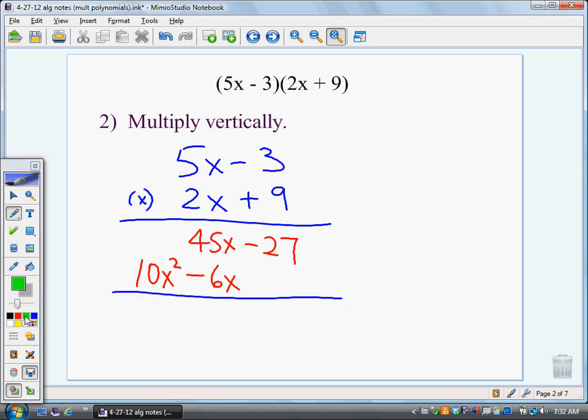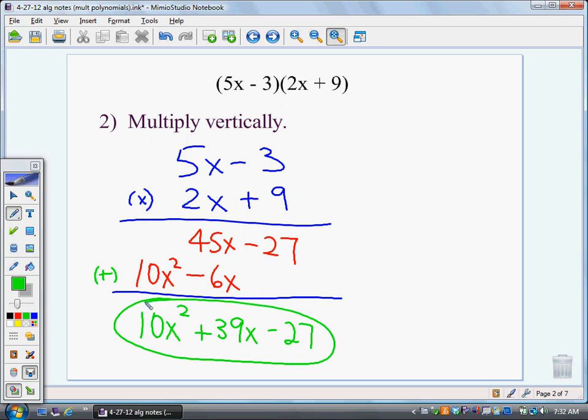And then what you do is you add these just like again, a 2-digit times a 2-digit. And you would get 10x squared plus 39x minus 27. And the same answer. And some people may prefer to do it vertically like this.